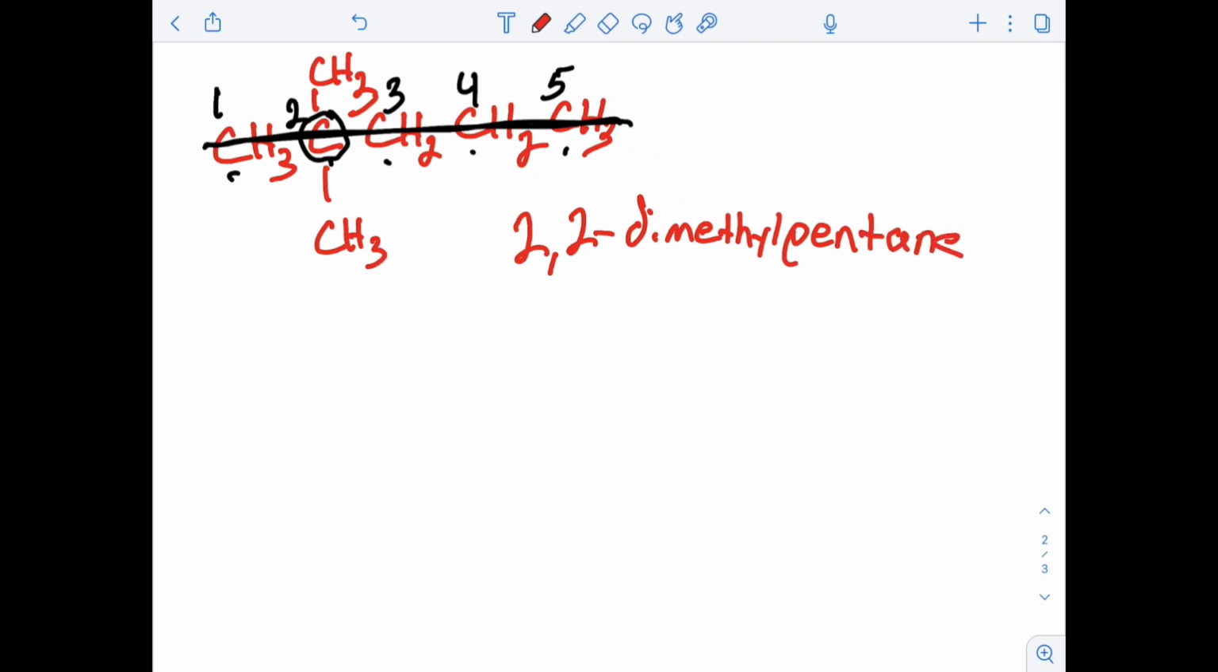So this number 2 carbon has 2 methyls. So you would say 2, this methyl group is on the number 2 carbon. You would say 2 because this methyl is on the number 2 carbon, separated by a hyphen. And di means 2. If you had 3, that would mean tri. 4 is tetra.